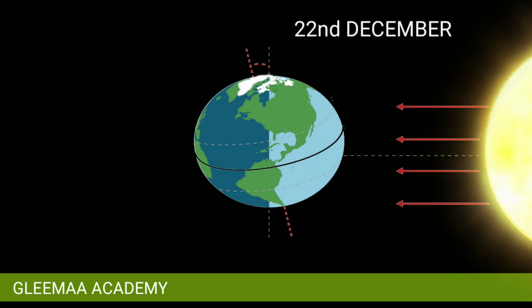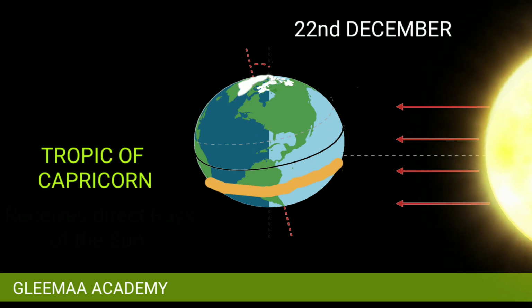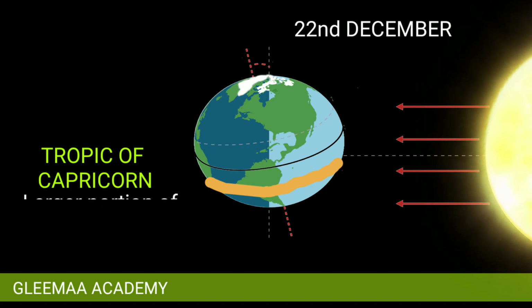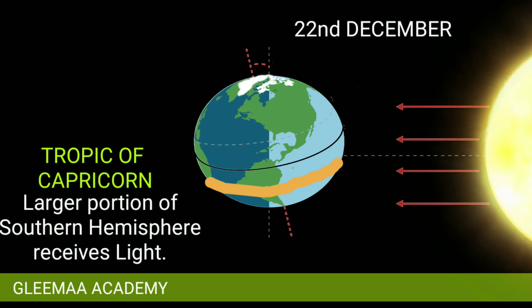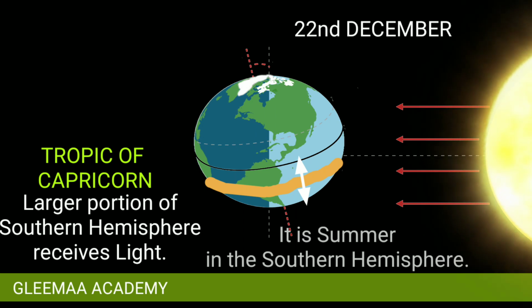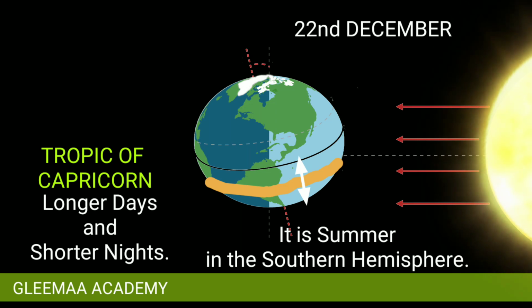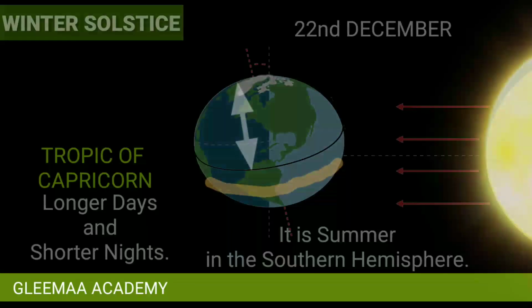On 22nd December, the Tropic of Capricorn receives direct rays of the sun as the South Pole tilts toward it. As the sun's rays fall vertically at the Tropic of Capricorn, a larger portion of the southern hemisphere gets light. Therefore, it is summer in the southern hemisphere with longer days and shorter nights. The reverse happens in the northern hemisphere. This position of the earth is called winter solstice.